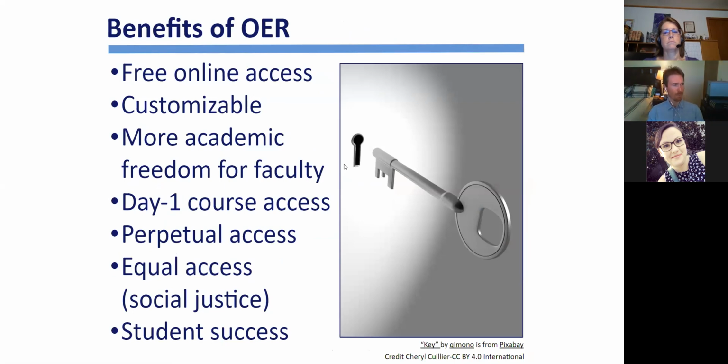Benefits, well, we've already gone over some of those, but free online access, customizable, more academic freedom for faculty, day one course access, no more waiting for financial aid disbursements, no more anxiety. As soon as the student starts, they're able to pick up that resource, start using it, download it, print it out, whatever they want without fear. Perpetual access, this material can be saved forever. If it's licensed openly, that open license cannot be revoked. Equal access, and then ultimately student success.